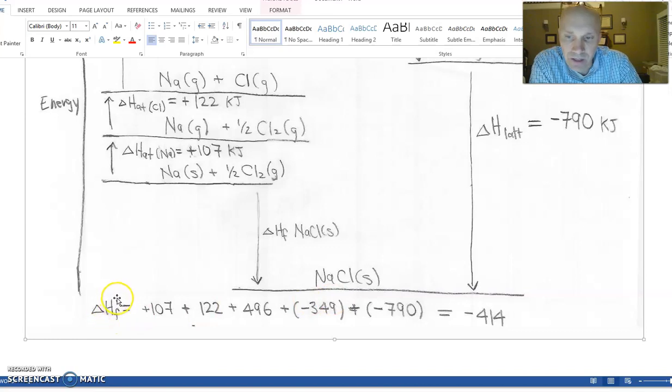One thing you could do is put a little knot, a little degree symbol right here, and when you do that, you just put kilojoules per mole, because that knot means you're doing it per 1 mole of that compound.